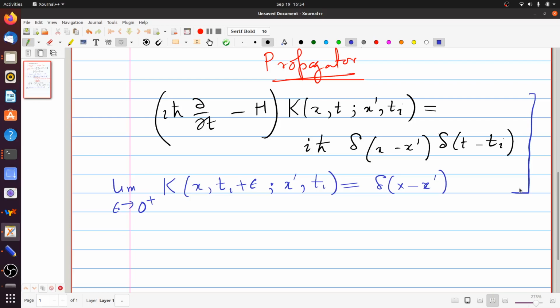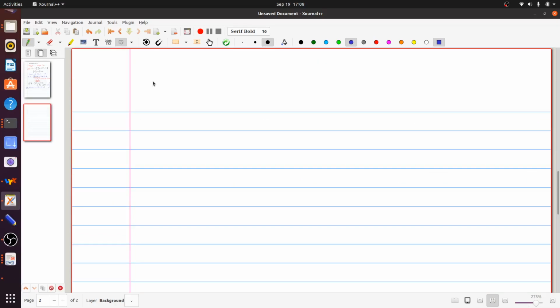That is, if the propagator obeys this differential equation and this boundary condition, does it really lead to a solution of the time-dependent Schrodinger equation for psi? To check whether the kernel or the propagator really gives us a solution, let us directly apply the differential operator i h cross del del t minus the Hamiltonian on psi of x, t. But before that, let me write down the equation once again. Psi of x, t is basically this quantity.